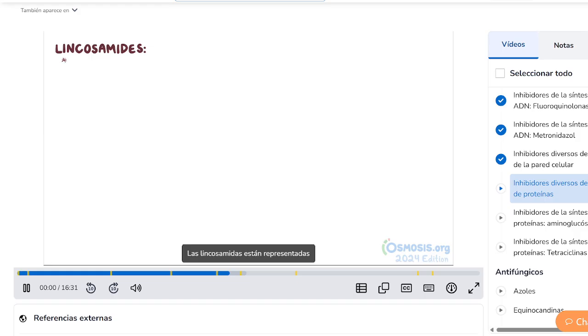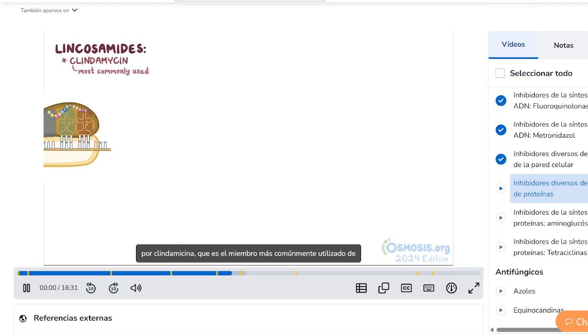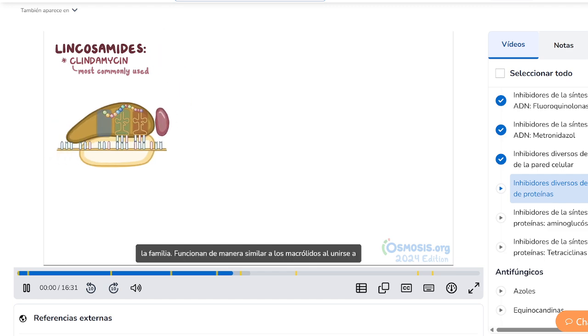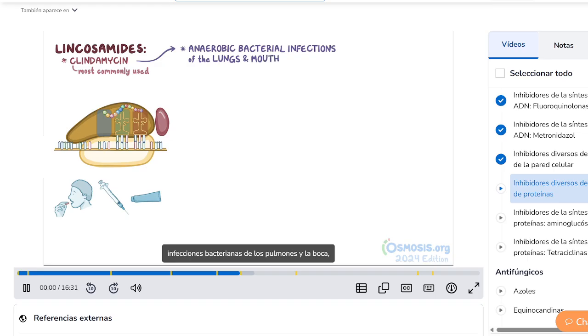Lincosamides are represented by clindamycin, which is the most commonly used member of the family. They function similarly to macrolides by binding to the 50S subunit of the ribosome, and they inhibit translocation. Clindamycin can be given perorally, parenterally, or as a topical cream. It's used to treat anaerobic bacterial infections of the lungs and mouth, in other words, above the diaphragm.